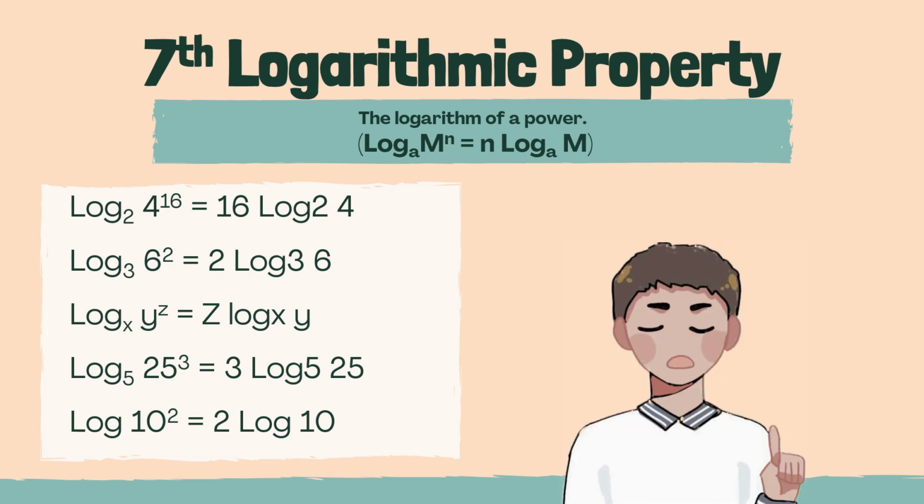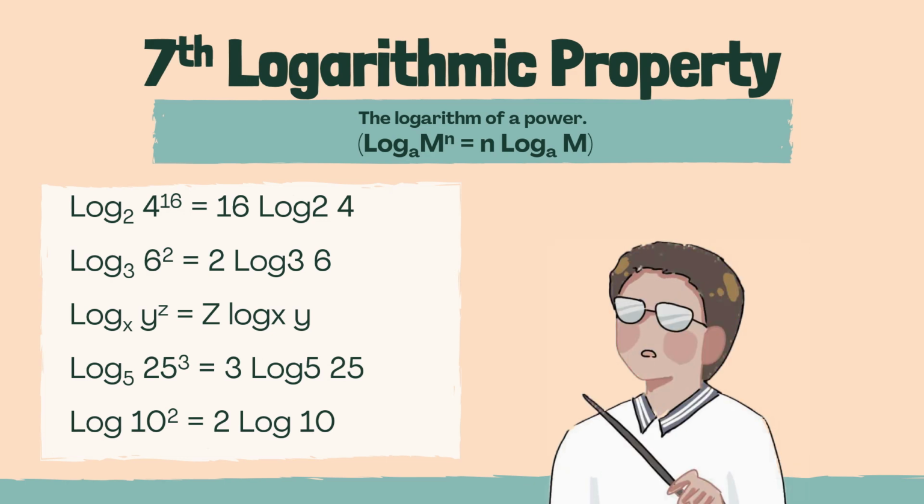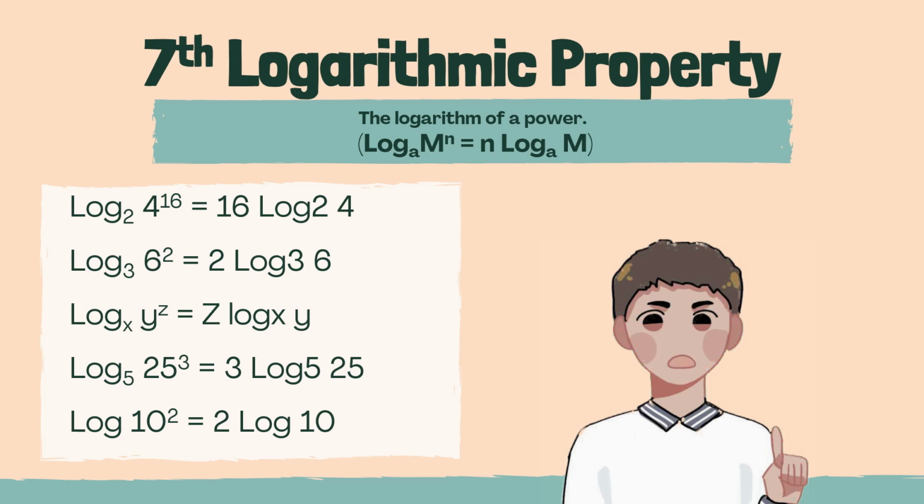This property is denoted as log base a of m to the power of n is equal to n log base a of m. Just like example 1 here, log base 2 of 4 to the power of 16, this is an example of this property since the argument has an exponent.